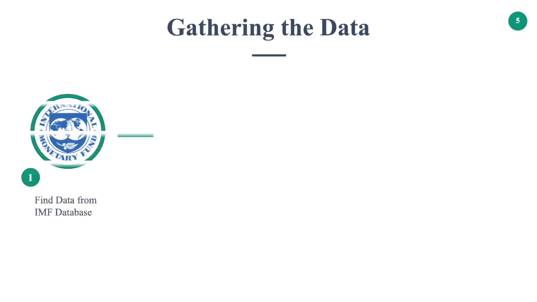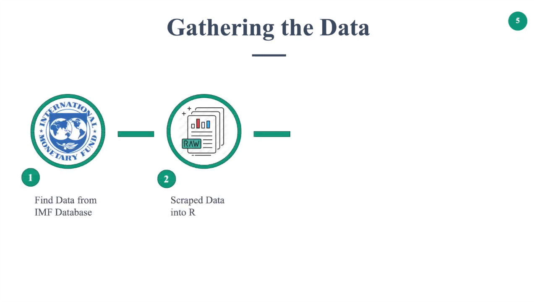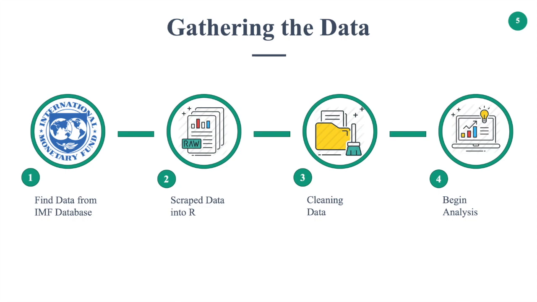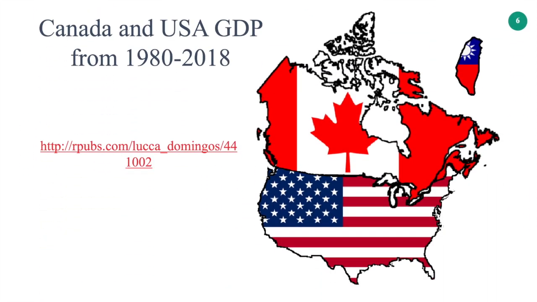But before we talk about the GDP, I want to discuss a bit about how we found the data for our analysis. With gathering the data, we took a four-step approach to collecting the information. These four steps are finding the data from the International Monetary Fund's database, scraping the raw data into RStudio, cleaning up the data, and beginning to analyze the information. With the data, we're able to start the analysis and make interesting graphs to answer our questions.